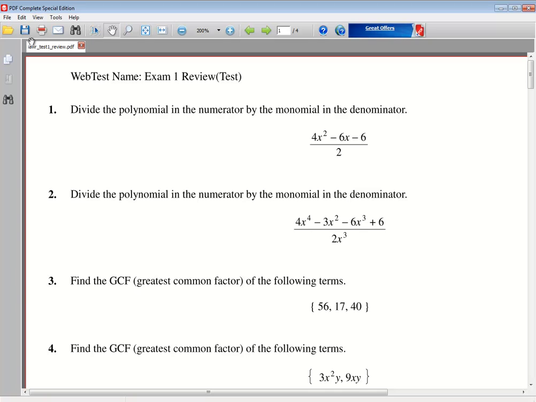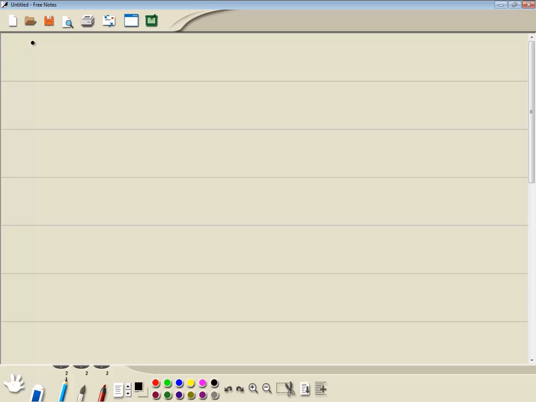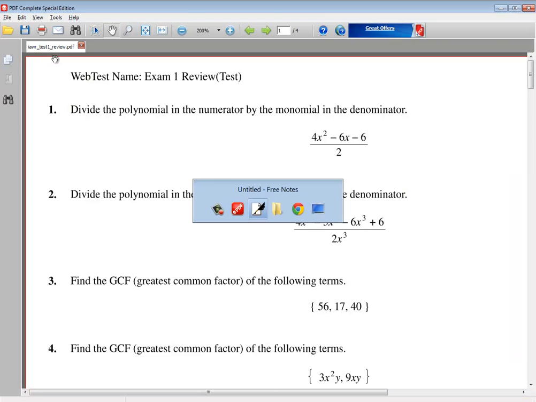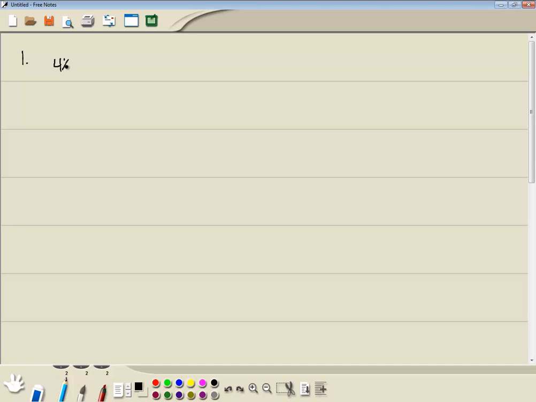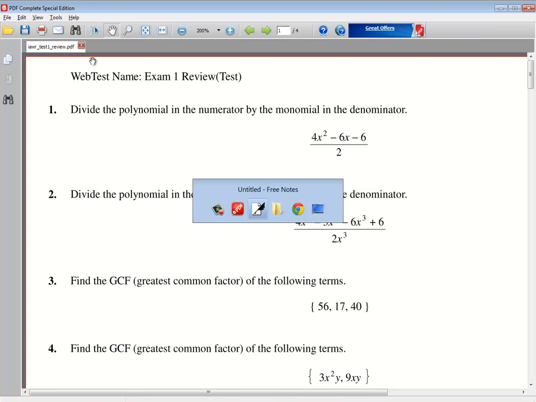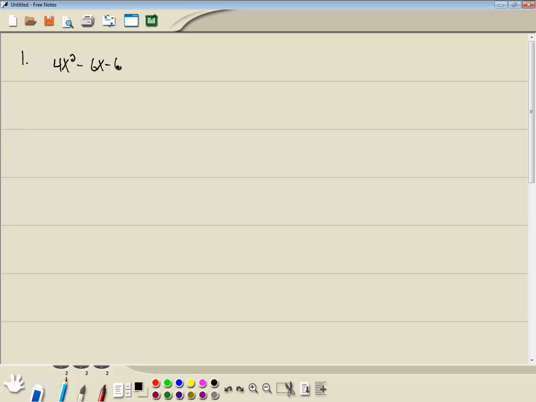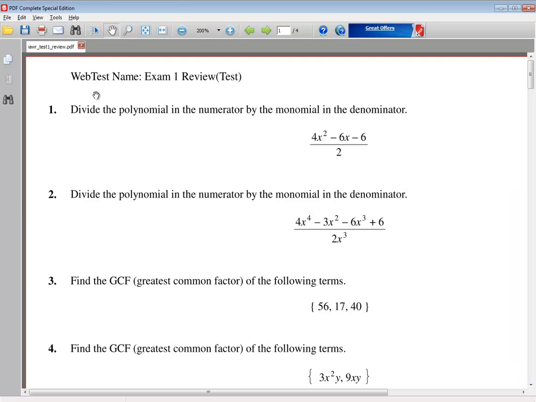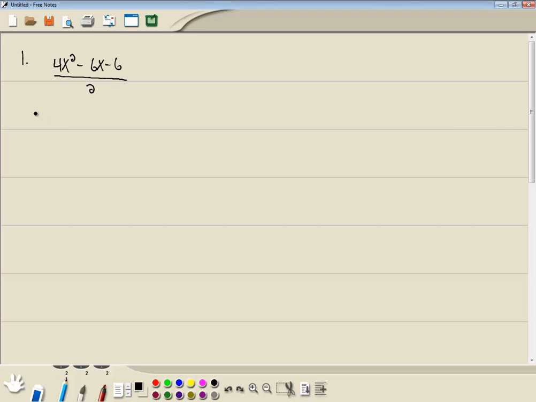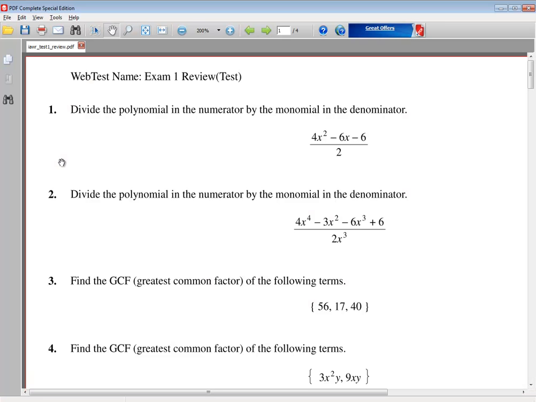Take a look at problem number 1. We got 4x squared minus 6x minus 6 over 2. And the instructions are, divide the polynomial numerator by the monomial in the denominator.